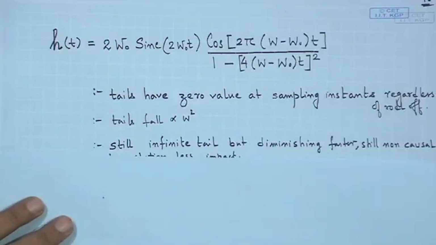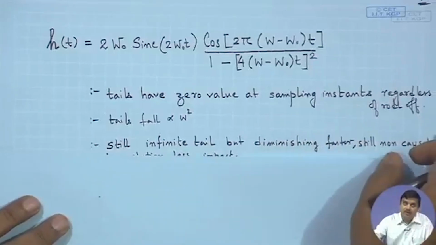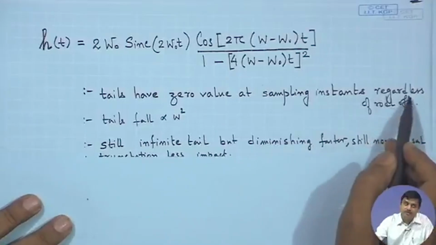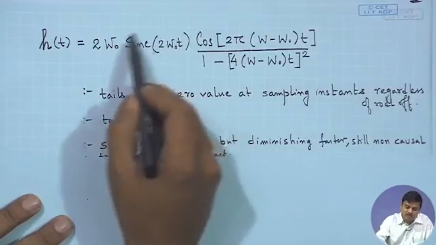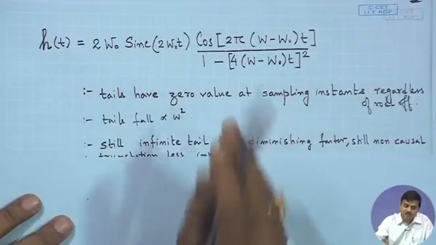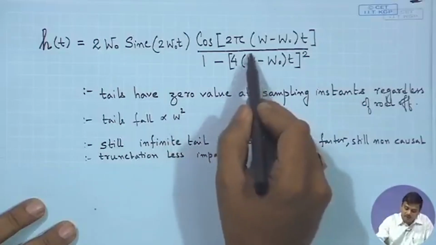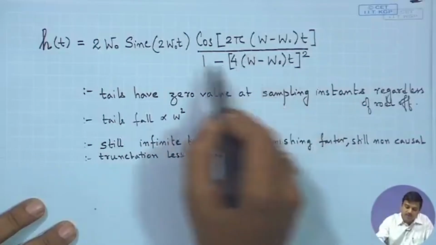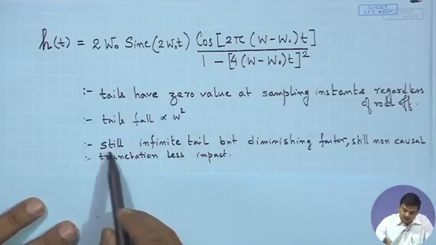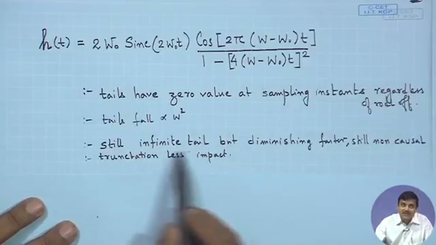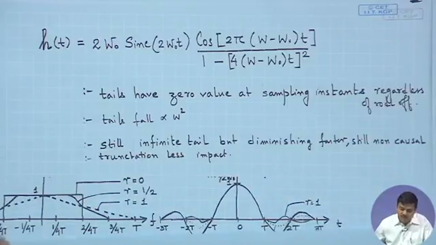So, this has tails which go to 0 at sampling instants regardless of the roll off, that we have already said, because we are multiplying with the sinc, as you can clearly see. So, if this goes to 0 at sampling, whatever is there will go to 0. Tails fall off as t squared, what you can see in the denominator there is t squared. So, the tails would fall off, the power falls off at t to the power 4, and still there is an infinite tail, but since it diminishes faster, you can do some truncation, as we have pointed out.